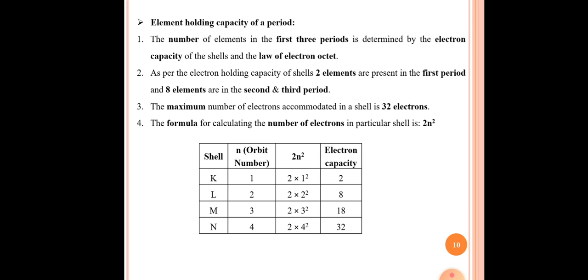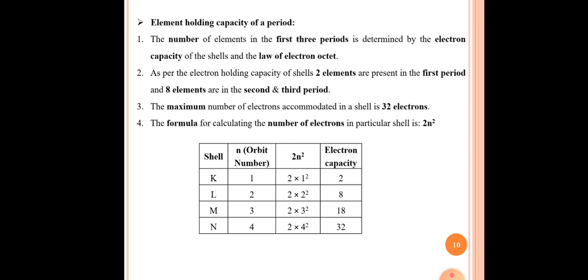In the next slide, our next point is the element holding capacity of the periods. The first point is, the number of elements in the first three periods is determined by the electron capacity of the shell and the law of electron octet. Actually, the first point explains that in the first three periods, the number of elements is determined by the electron capacity as well as the law of electron octet.